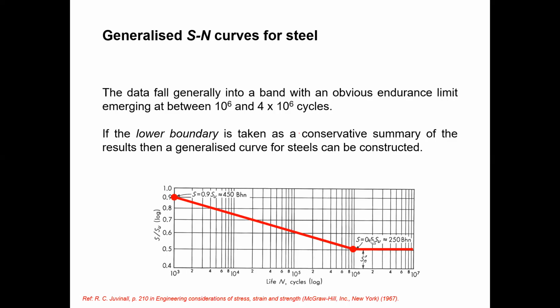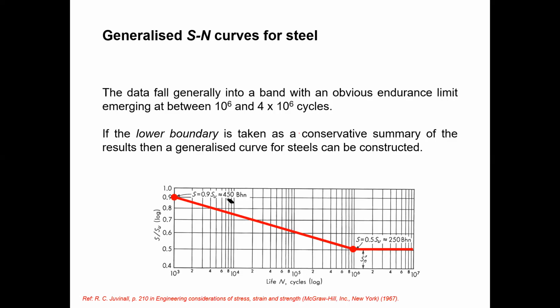So if you want to find the 10 to the power 3 and 10 to the power 6 cycle strengths, and you know the SU value, the ultimate tensile strength, you need to multiply it by 0.5 to get the endurance limit. And at 10 to the power 3 cycles, it will reduce by 10%, so you can find it by multiplying the ultimate tensile strength by 0.9.